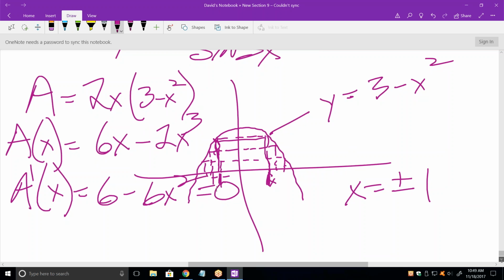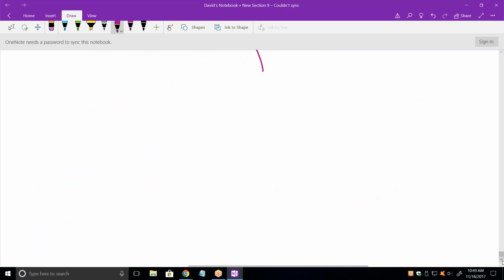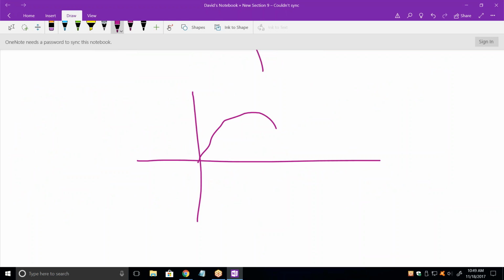Let me see if I can make it just a little tougher. This time, I'm going to have a sine wave, and I want to put the biggest rectangle that I can under the first hump of that sine wave. And this becomes considerably more complicated.